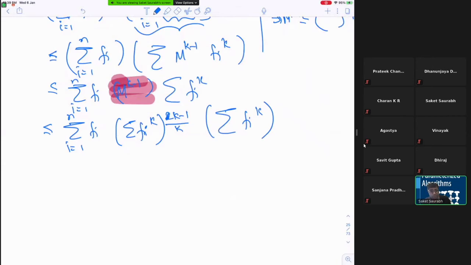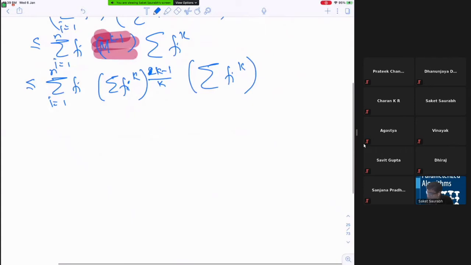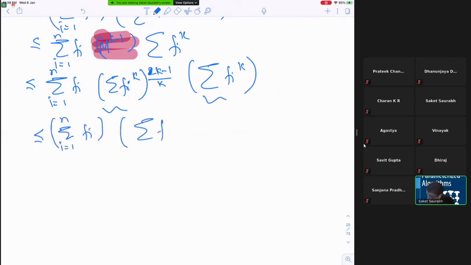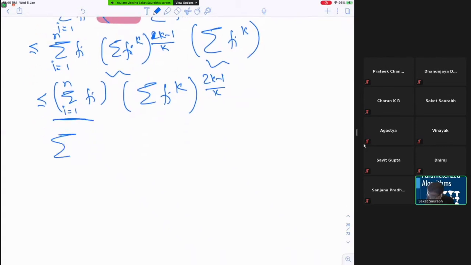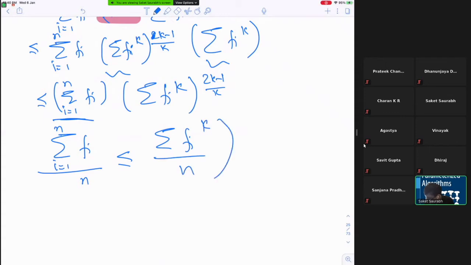Yes, sir. Okay, now these two terms can be merged, right? So what I'm going to write is summation i equal to 1 to n of f_i, and this is nothing but summation of f_i to the power k, to the power (1 plus (k minus 1)) over k, which is (2k minus 1) over k. Now, what I know about this term is that this is our arithmetic mean. So every arithmetic mean is upper bounded by (summation of f_i to the power k divided by n) to the power 1 over k, if k has to be greater than or equal to 1. Agreed?